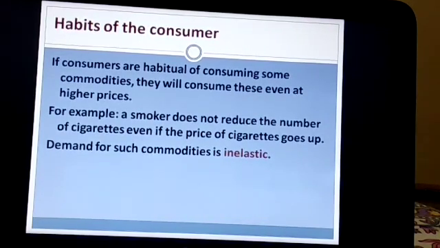A smoker does not reduce the number of cigarettes even if the price of cigarettes goes up. If a person is habituated to smoking, he will not give up the number of cigarettes even if the price goes up. So demand for commodities for which there is a habit of the consumer will be inelastic. No change will be there.